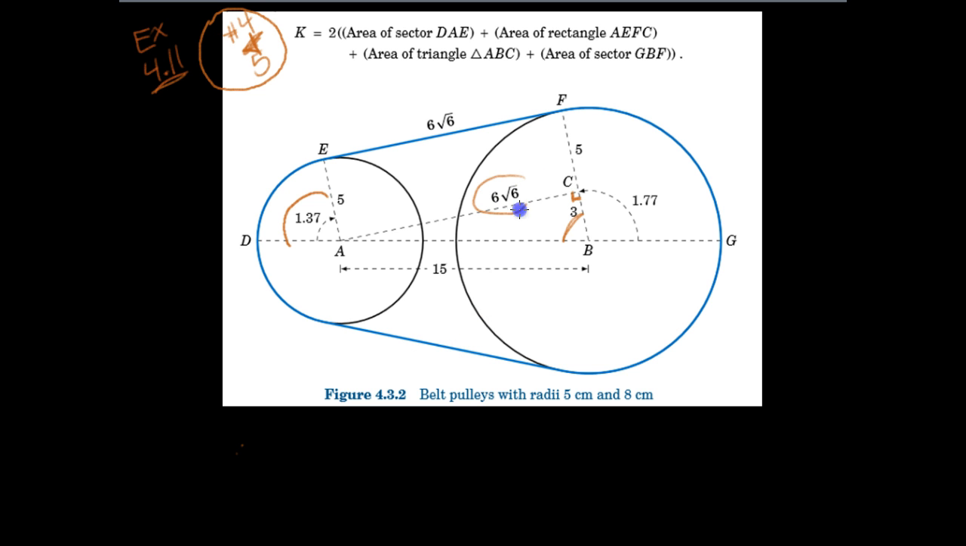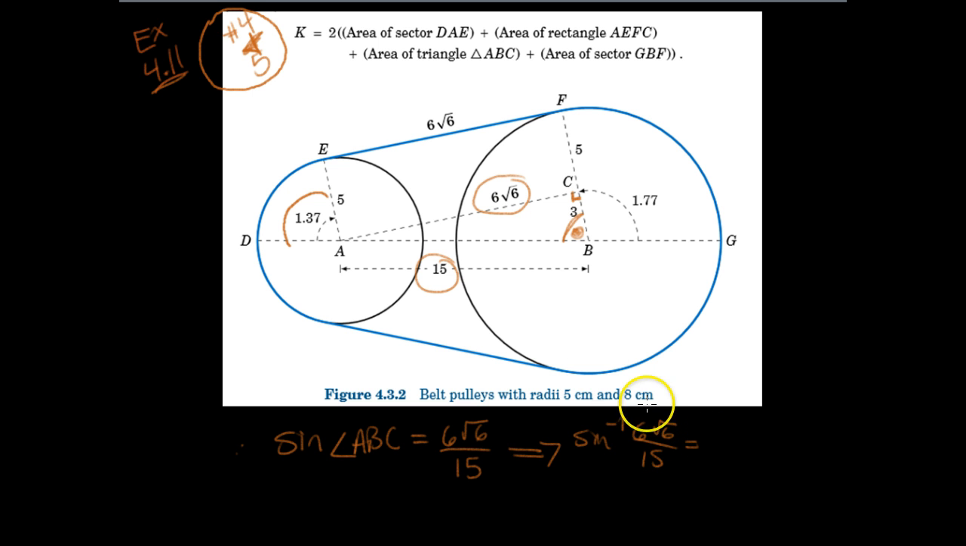Because this is 6 root 6 and the hypotenuse is 15 of this angle, this reference angle, I can say that the sine of angle ABC is equal to 6 root 6, the opposite leg, over the hypotenuse 15. That implies that sine inverse of 6 root 6 over 15 is equal to, and they already calculated for us in radians, 1.37. You can verify that with your calculator.